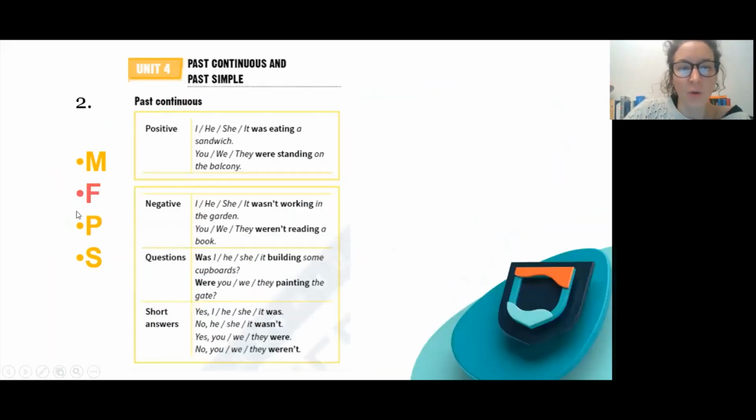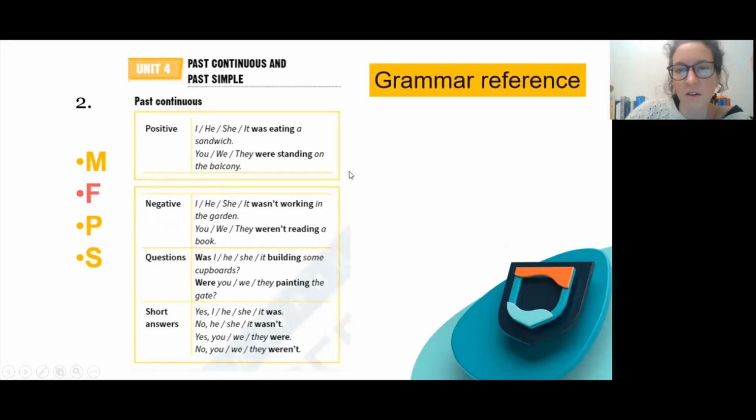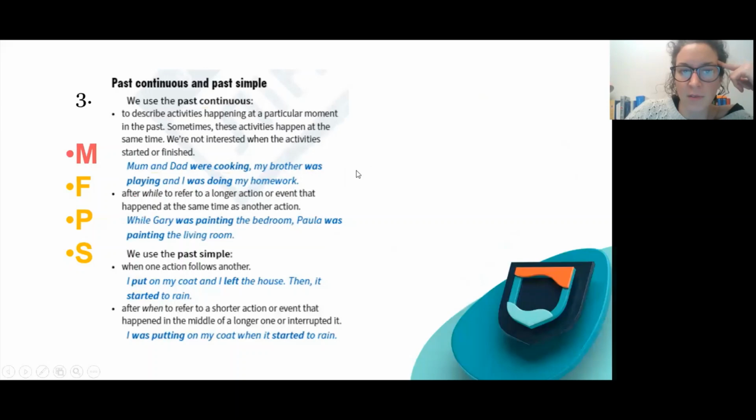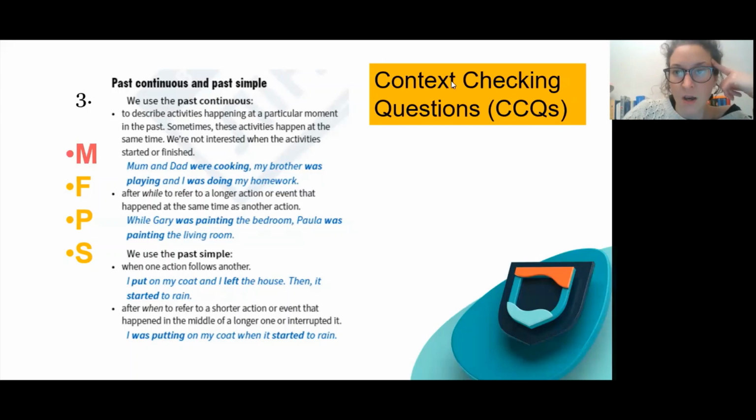Now we go to form. We need these tables to drill the forms and to set the forms into students' minds. So we work with past simple, past continuous. We form all the positive, negative, questions and short answers in the grammar reference. And then we work a little bit more with the meaning, what we use in which case, and we can ask more questions, which are called context check questions.